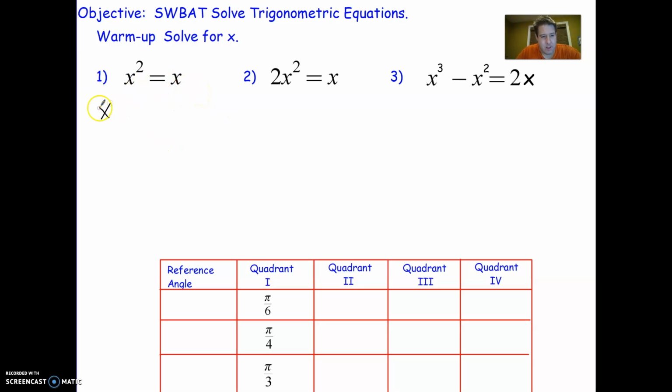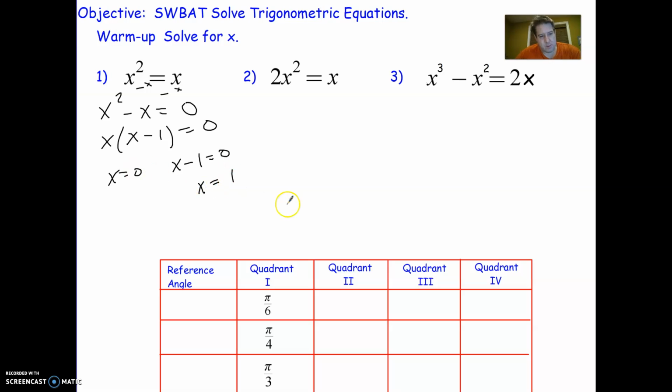Set them equal to 0, so then you have x squared minus x equals 0. I moved the x to the other side. Basically, I subtracted x. And then I can factor out the x, and that becomes x minus 1. And then I can set each factor equal to 0 and solve. So x equals both 0 and 1. Now, some of these equations are going to have multiple answers as well.